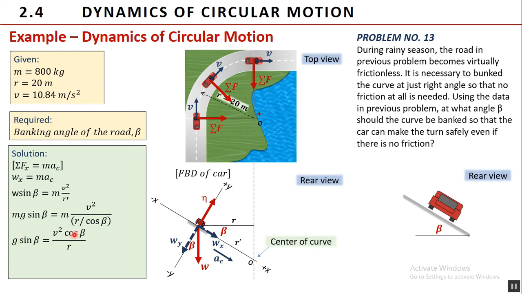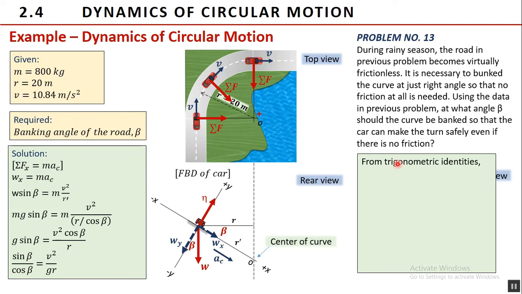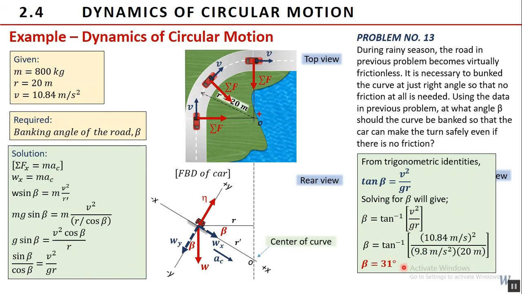Then we cross multiply cosine of beta, as well as the gravitational acceleration, to the other sides of the equation, so it becomes sine of beta divided by cosine of beta equals v squared all over g r. Can you recall this form of trigonometric identity? The ratio of the sine and cosine of an angle is also the tangent of that angle. So this expression becomes tangent of beta. Lastly, we solve for beta. Beta is equal to the inverse tangent of v squared all over g r. Substituting the given information, the banking angle needed is 31 degrees.